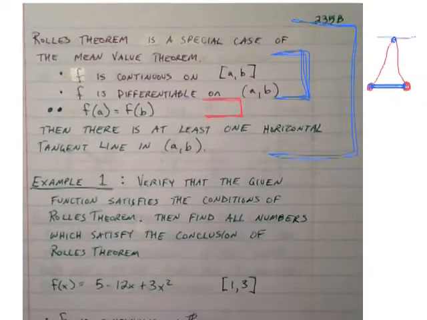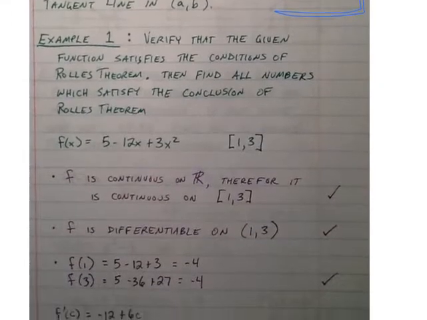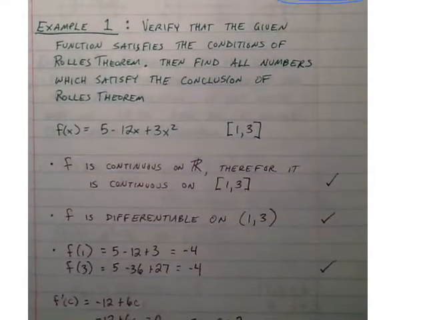In example 1, we're verifying that the given function satisfies the conditions of Rolle's theorem, and then we're going to find all numbers that satisfy the conclusion of Rolle's theorem. So what we have here is a function, and the function exists on the interval 1 to 3. And so first we check, is condition 1 met? Condition 1 says continuous on the closed interval. Well, this particular function is continuous everywhere, and we know that's true for all polynomials. So if it's continuous on all real numbers, then it's definitely continuous on the closed interval 1 to 3.